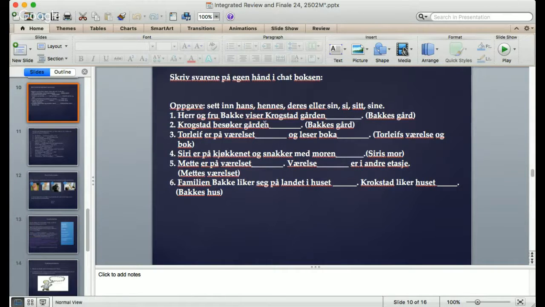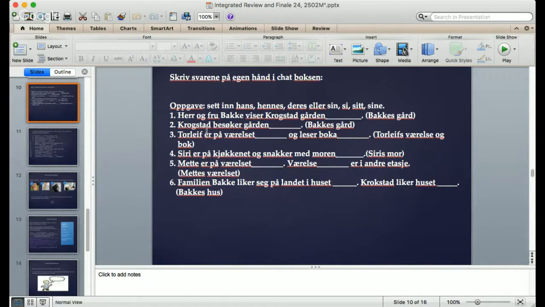Herr Fru Bakke viser Krokstad gården sin. Oh, I'm sorry. You know what? It would be gården sin, because it's Bakke's gården. They're showing him their farm. So it's not Krokstad's gård, but Herr Fru Bakke's gård. So it would be sin there, and it has to go with the masculine form, because gård, as you can see, ends in en, is masculine, so then I would pick sin.